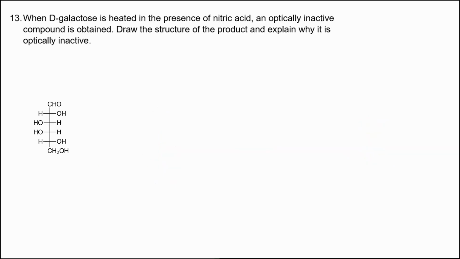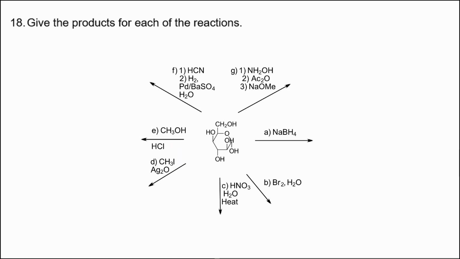All right, when D-galactose is heated in the presence of nitric acid, an optically inactive compound is obtained. Draw the structure and explain. So this gets oxidized to the carboxylic acid. So does this one. And previously it was chiral because the aldehyde was at the top, but now we have carboxylic acids at both ends. We have symmetry, so that is no longer chiral. So it's optically inactive.